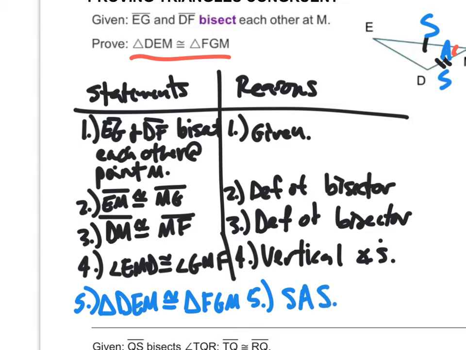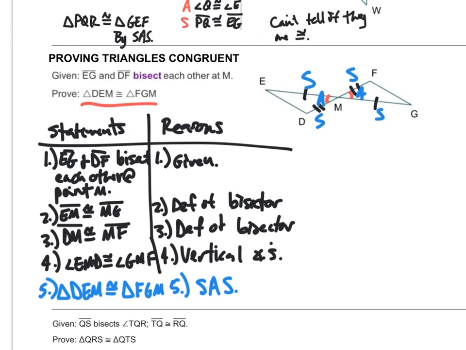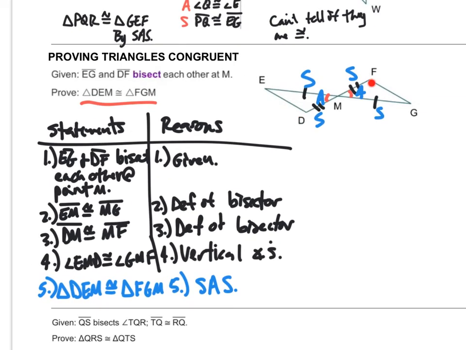I don't know anything about whether ED is congruent to FG. I don't know what angle D is, I don't know what angle F is, and I don't know what angle E or G is. So I'm not just given all that information and told that they're congruent, but I can prove that these two triangles are the same size and same shape based off of side angle side.